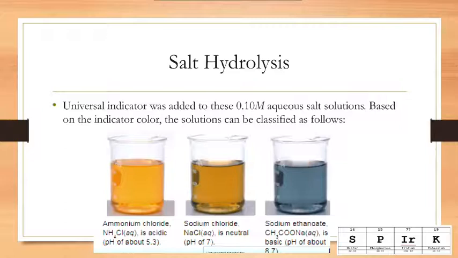So all the way on the left, we have ammonium chloride, and it is acidic, a pH of about 5.3. We have sodium chloride in the middle with a pH around 7, and sodium ethanoate or sodium acetate is basic with a pH of about 8.7. And that universal indicator allows us to see the color change as the pH changes.